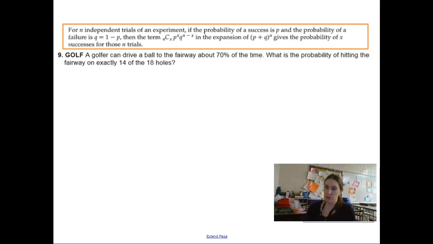Our golfer can drive a ball into the fairway 70% of the time. Right there, that is our probability of success, which we write as 0.7. That also tells me that my probability of failure, or Q, is 30%, so 0.3. We're going to find the probability of hitting it into the fairway 14 out of the 18 times, because there are 18 holes in a round of golf. So 18 is the total number of trials, the N in the formula, and 14 is how many successes we're looking for, the X in the formula.